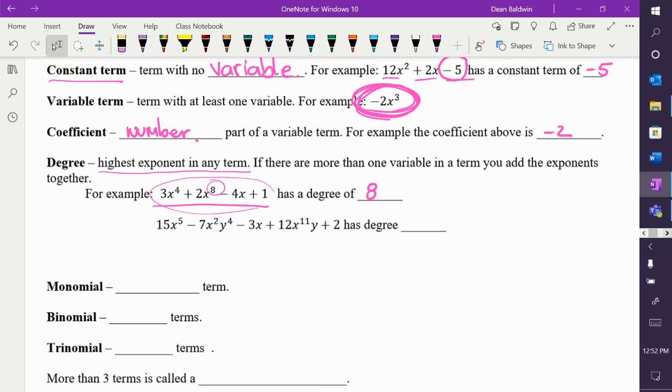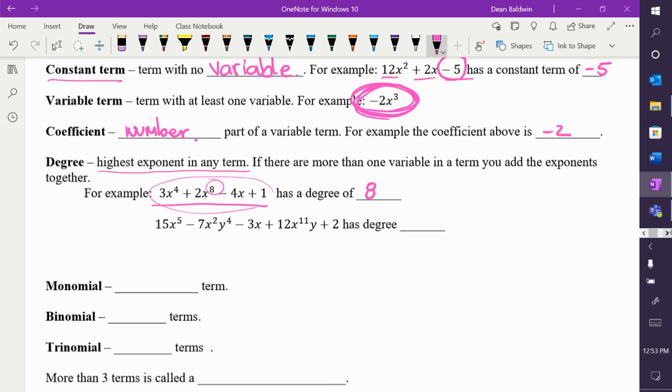If you have more than one variable in a term, you add the exponents. So in this polynomial here, you look for ones that have multiple variables because, well, you don't have to, but they do. This one here. If I add the exponents in this term, what do I get? You're going to get 6, right? 4 plus 2 is 6.